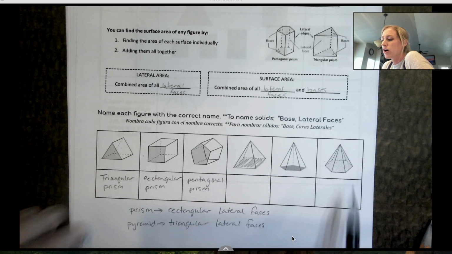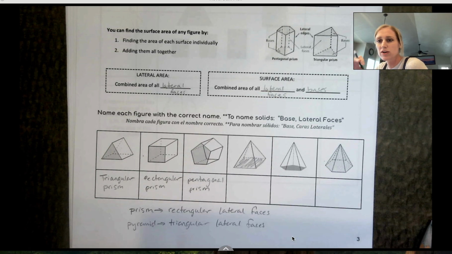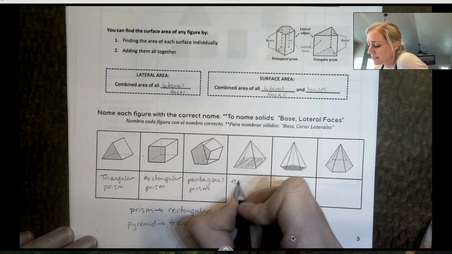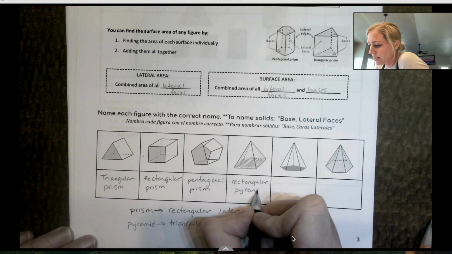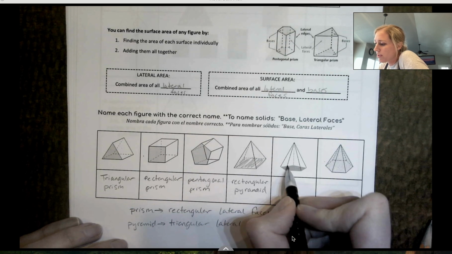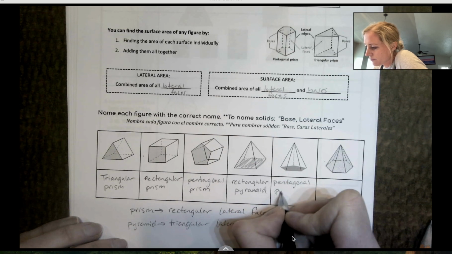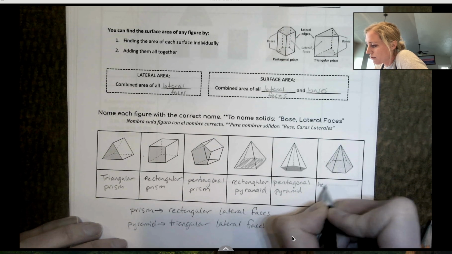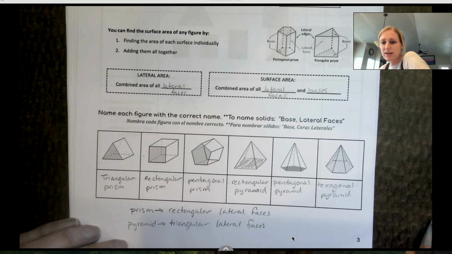Now these next three are no longer prisms because they no longer have rectangles making up the lateral faces. These are triangles that are coming together at a single point. And so we still name the base first. So this one is a rectangular, but this is a pyramid if all the lateral faces are triangles. So this is a rectangular pyramid. This is a pentagonal pyramid. This one is a hexagon, 6 sides, so it's a hexagonal pyramid. Okay, so that's just getting more familiar with the names.